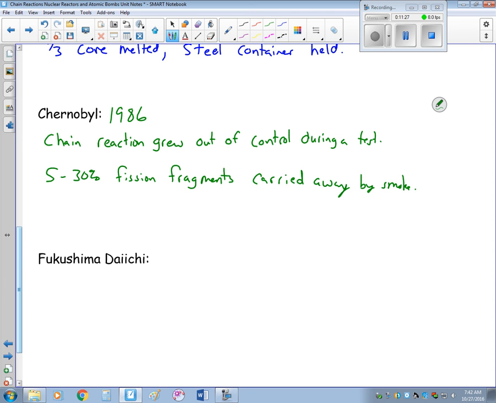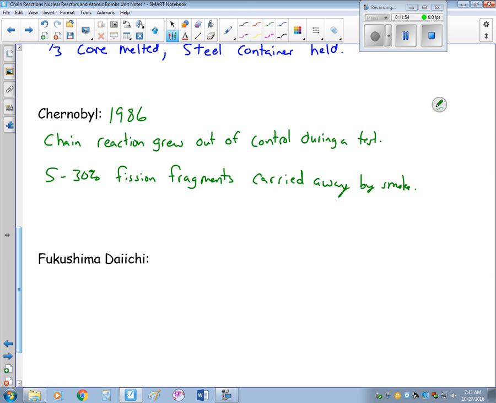And this is probably the most damaging part because it irradiated a large part of the surrounding areas because these fission fragments, which are radioactive, were carried away. And again, this was the most dangerous or the largest nuclear reactor failure ever. Nothing's ever come close to this one.